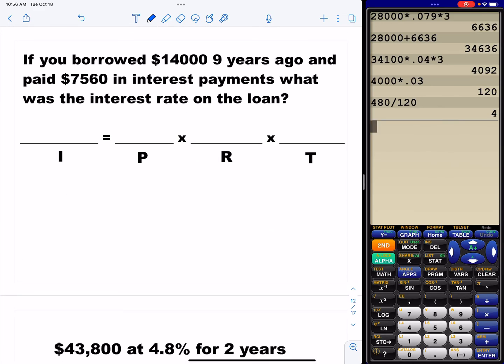It says if you borrowed $14,000 9 years ago and paid $7,560 in interest payments, what was the interest rate on the loan? On a problem like this, it says you borrowed $14,000, so that $14,000 is the original amount. That is my principal. It was 9 years ago, so that's our time frame. And we paid $7,560 in interest payments, so that becomes my interest. So what is the interest rate? This is what's missing.